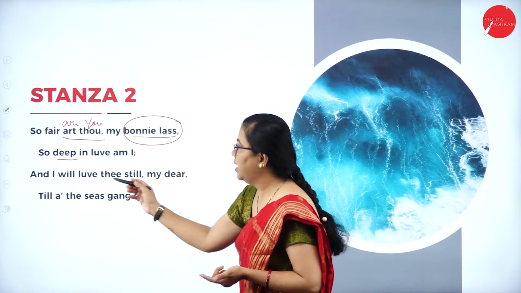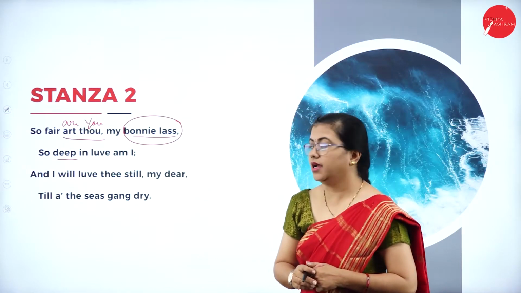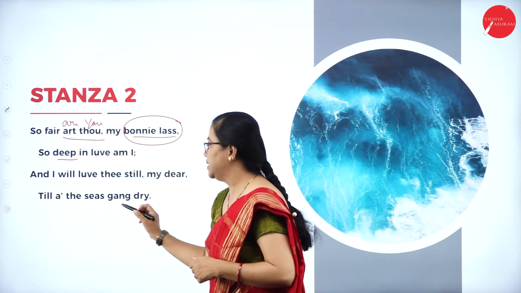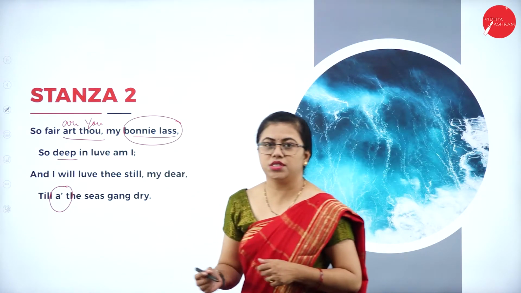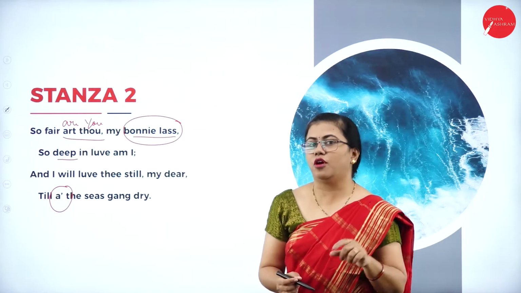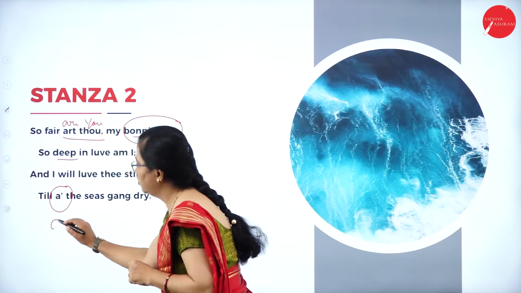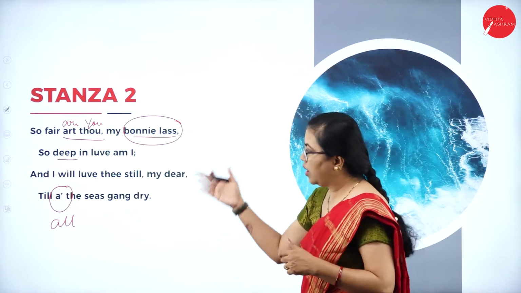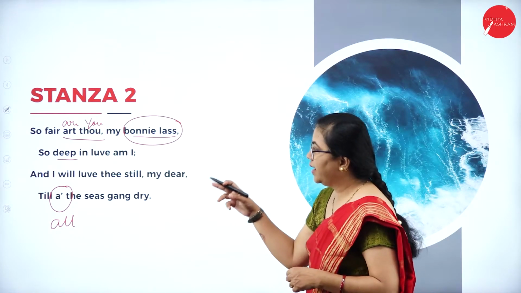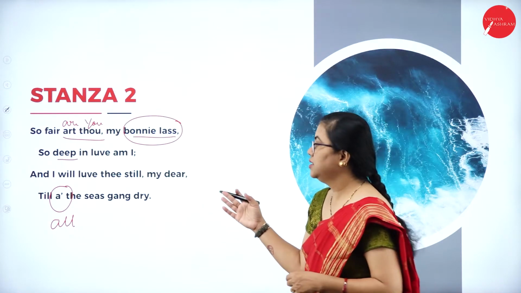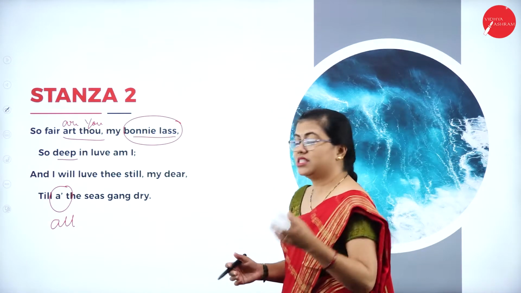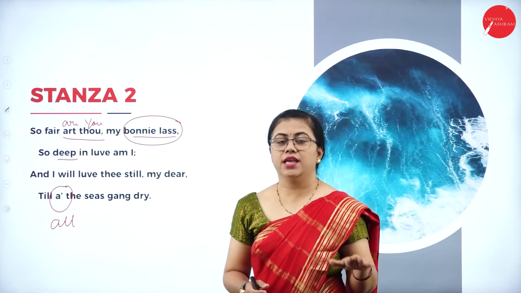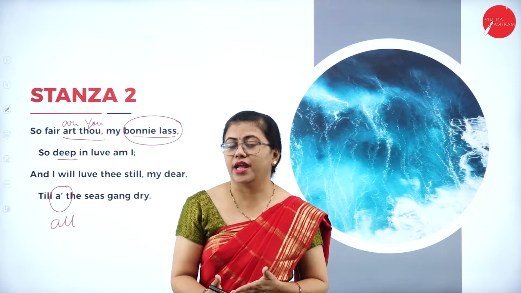And I will love thee still, my dear, till all the seas gang dry. Here I told you that for rhythm purpose he has used this short form for the word all. So now let us read it properly: and I will love thee still, my dear, till all the seas go dry. So here gang dry means till all the seas go dry, till then he is going to love her.